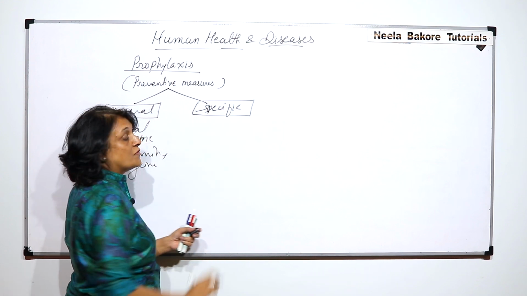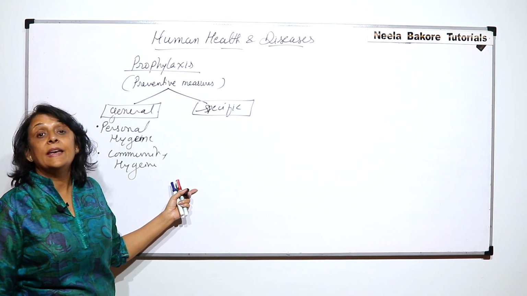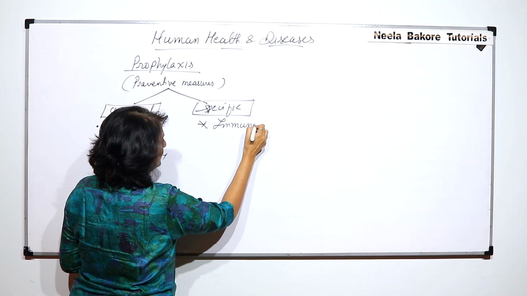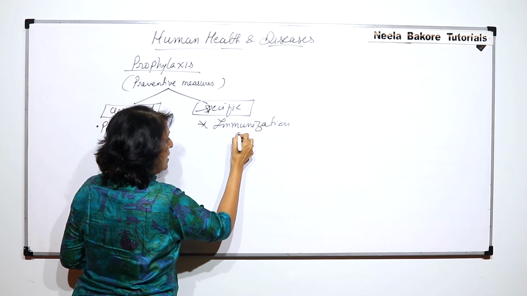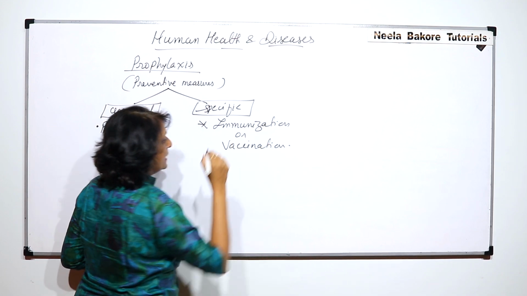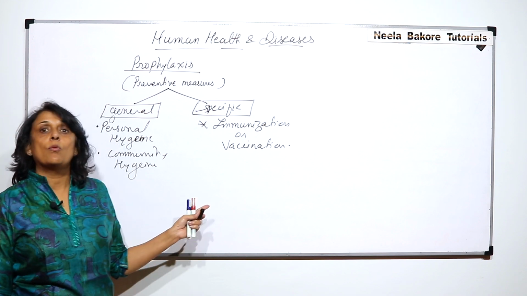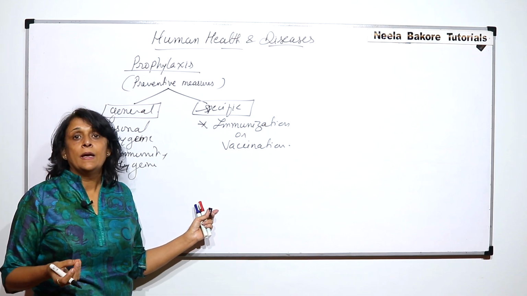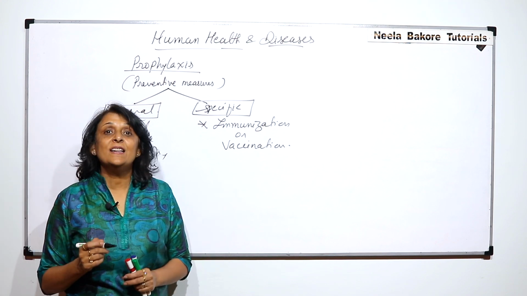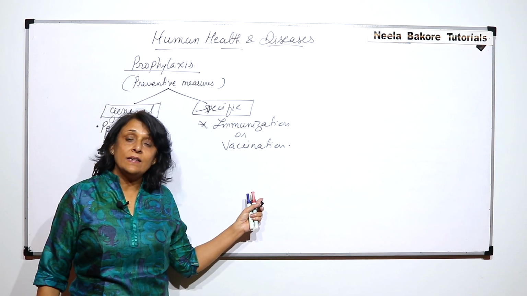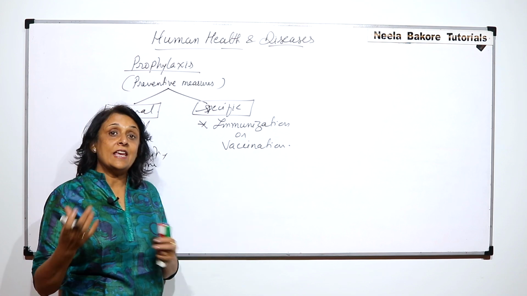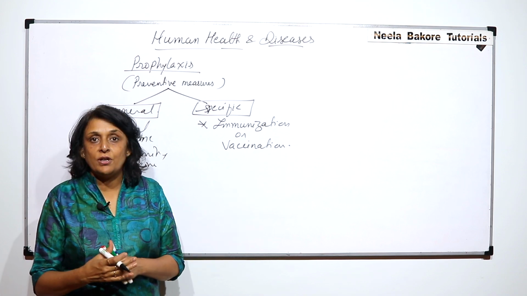Now, when we talk of specific prophylaxis, in this we include immunization, which is also called vaccination. Now, what exactly is vaccination, or what is immunization? It is giving a dose of killed or weakened pathogen, and this is done to stimulate the response in your body. So next time when the live pathogen enters, you have those antibodies ready.